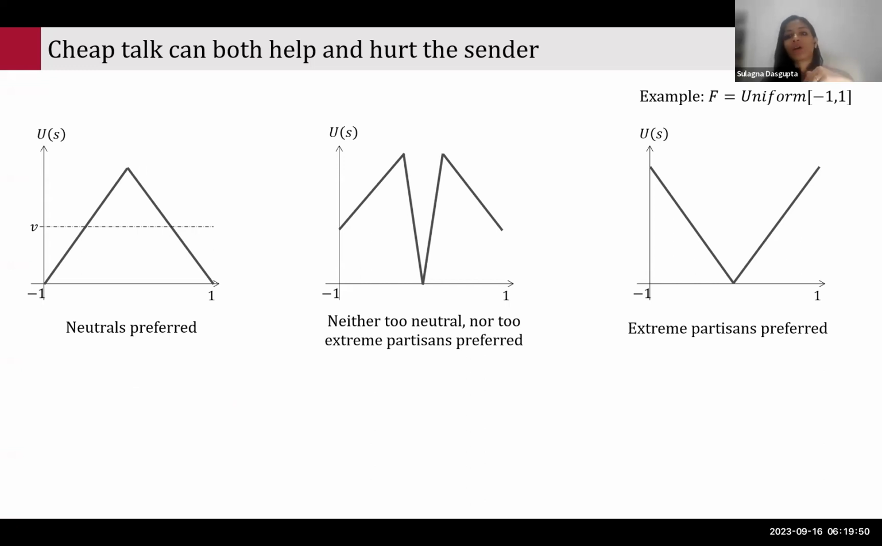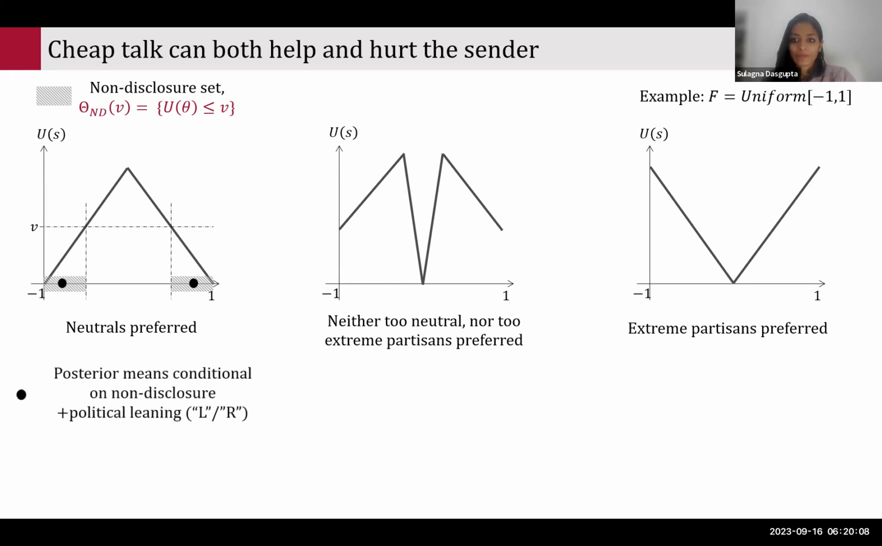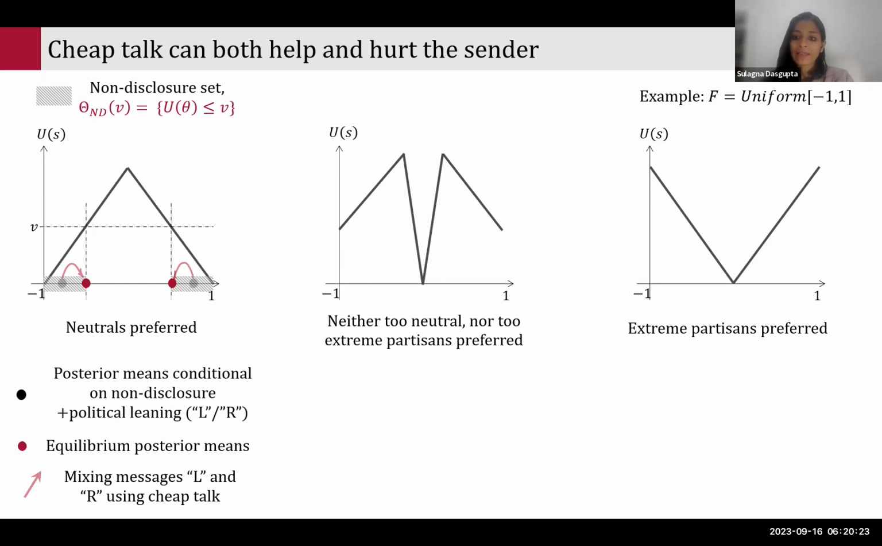Now we will see that when there's cheap talk, any V weakly lower than the highest level is an equilibrium non-disclosure payoff. So consider any lower V as shown. Again, the gray set is the non-disclosure set for that V. If after non-disclosure, the sender were to truthfully disclose his leaning right or left, the posterior mean conditional on the left and right message would be the black dots. As shown with red arrows, mixing can then be used to bring the posterior means closer together, in particular to the red dots, so as to create an equilibrium, just like we saw before. So such a V is always an equilibrium non-disclosure payoff.